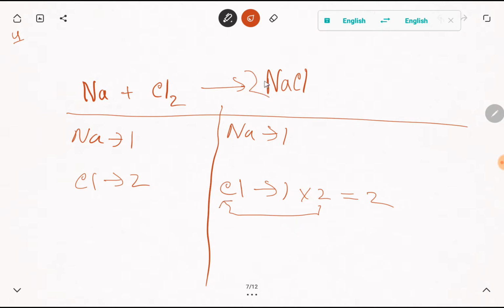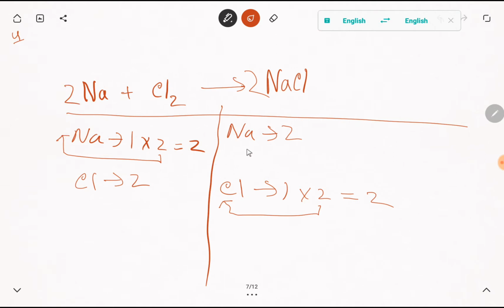If I place here 2, the number of sodium will be 2. So let me update my number of sodium, 2. Okay, chlorine is balanced, but sodium is not balanced. Look here 1. So to balance the sodium I can multiply here by 2, that gives me 2. These 2 must come before this, that is here.